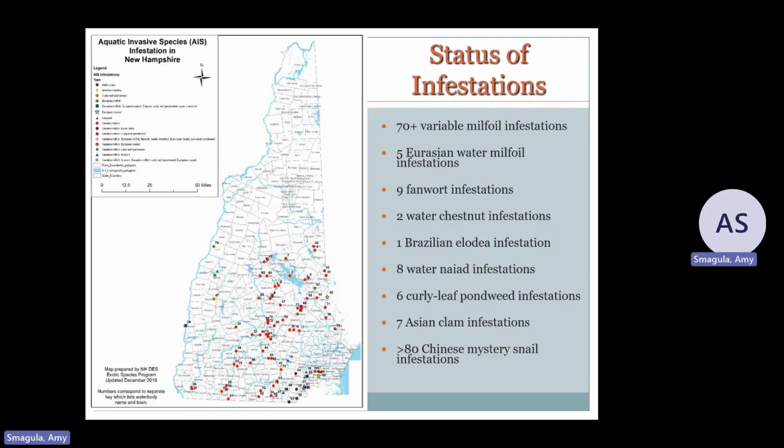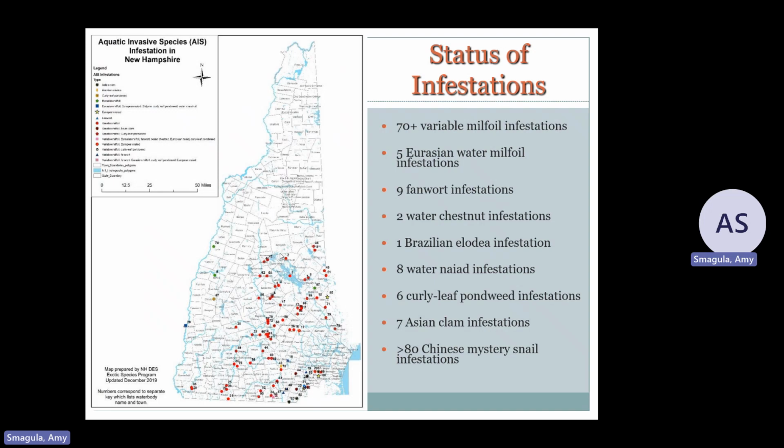So that was the overview of species. I just want to give you a visual perspective of the infestations in New Hampshire. Right now, the southern half of New Hampshire is where our infestations are located. We have not found anything yet in the northern half of our state.